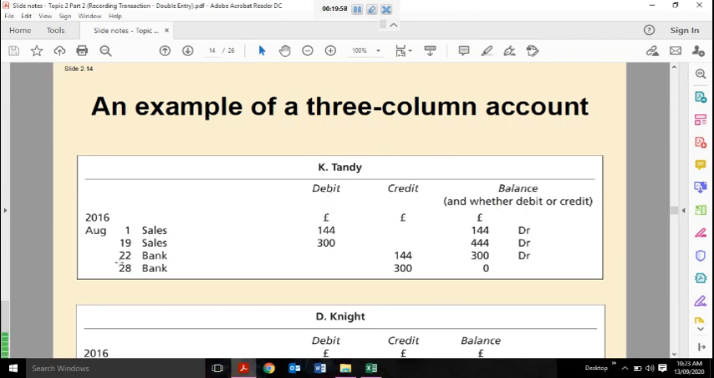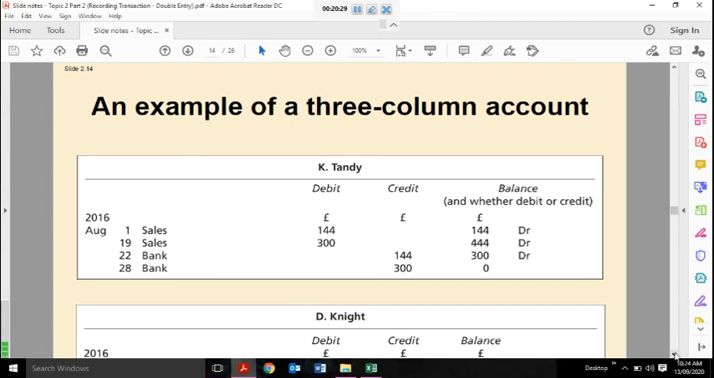And on the 22nd, bank, you pay by bank, which is on credit. So just now you have 444 minus 144, so you have the balance of 300. Because here you still have the balance, 444 minus 144, the debit figure will be more than the credit one, so you have to write this as debit. And then on the 28th you pay 300, so 300 minus 300, so it becomes 0. This is for the K10D.